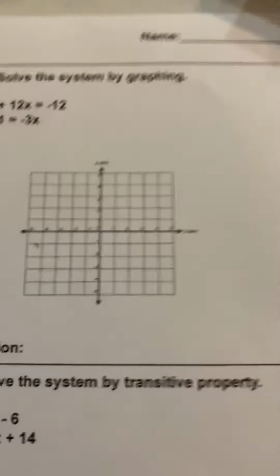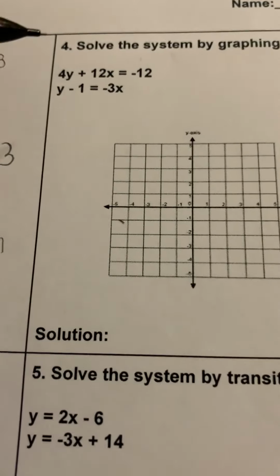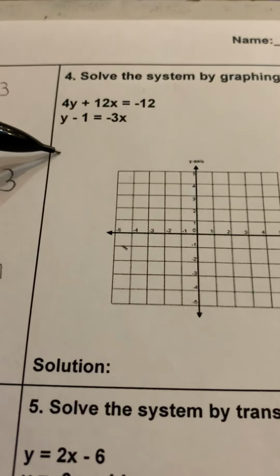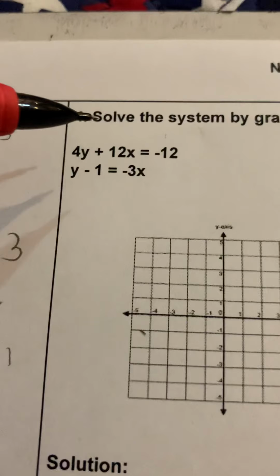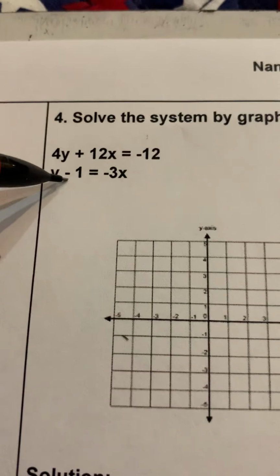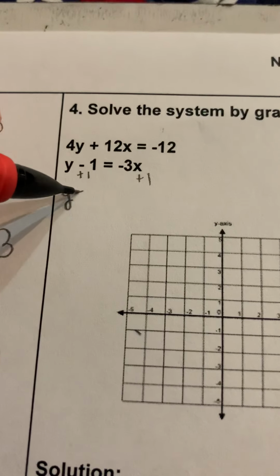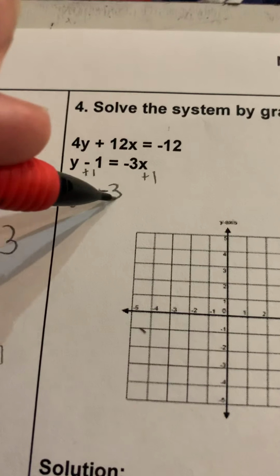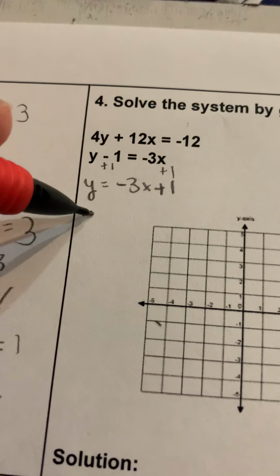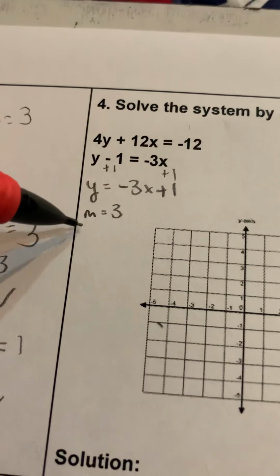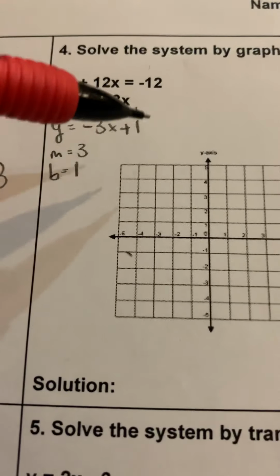For this next one, it says solve the system by graphing, and as you can see, neither one of these equations is isolated, so they are not in slope-intercept form. So this one's pretty easy to do. I'm just going to add 1 to both sides. So I have y equals negative 3x plus 1. Okay, where my slope is negative 3 and my y-intercept is 1. So I'm going to go ahead and graph that one.